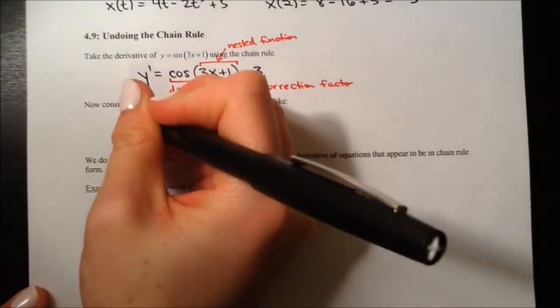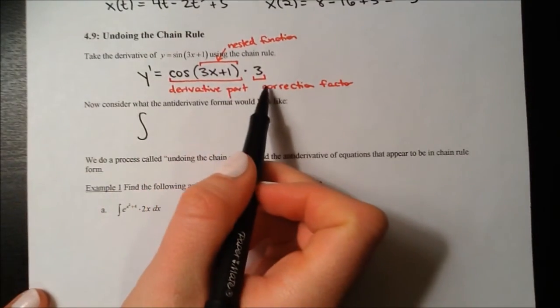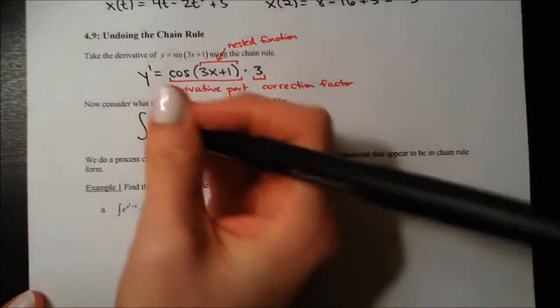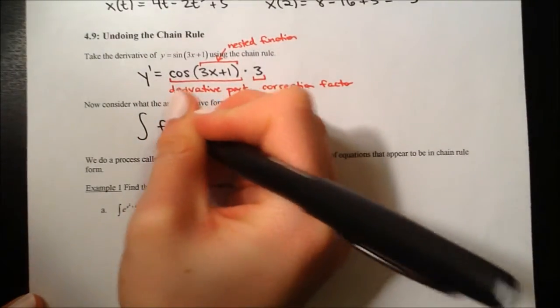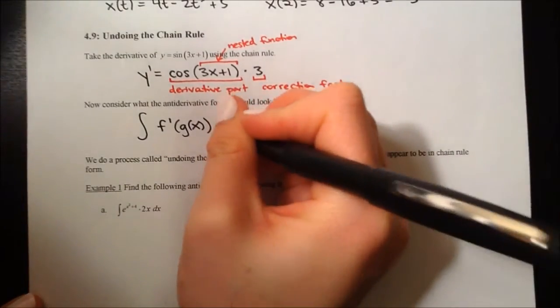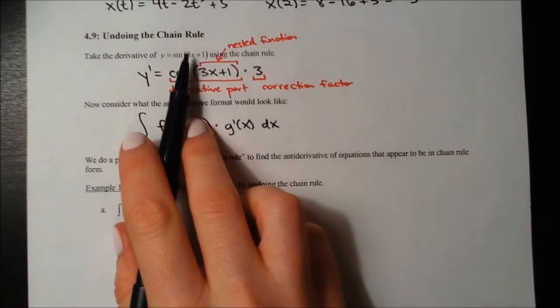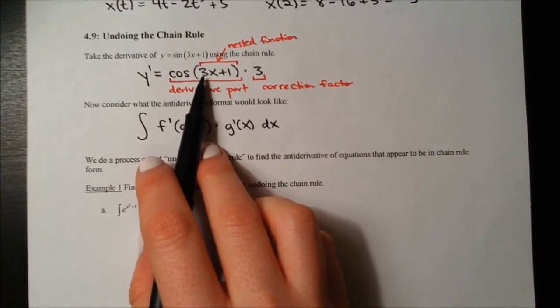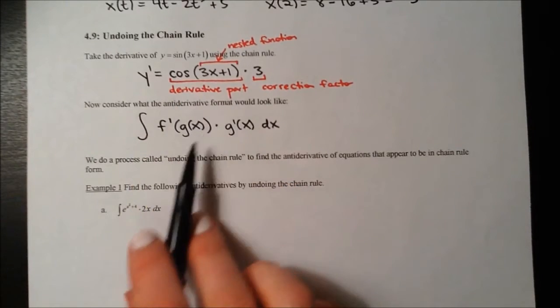Okay, so what the antiderivative format would look like is going to be something like this. If you take the antiderivative of a function like this, we're going to write out exactly what the chain rule thing looks like. We've got f prime, that's the derivative part, with the nested function in place, and then times g prime of x, dx. So if we take the derivative of this and we get this, we should take the antiderivative of this to get this.